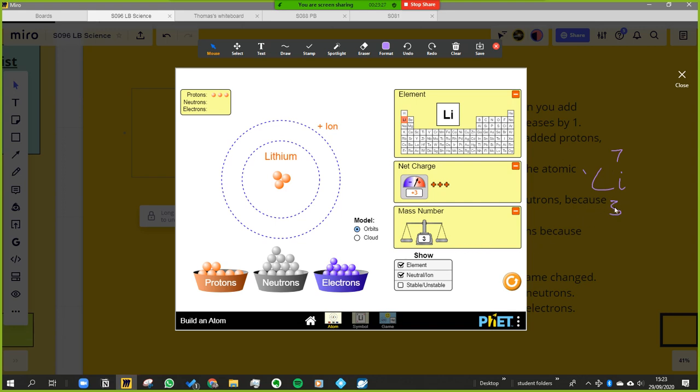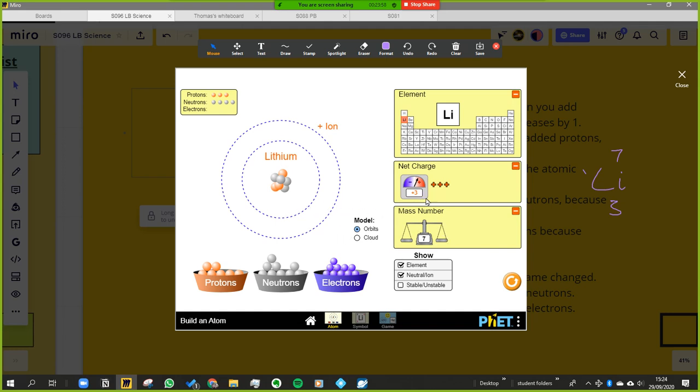But I can't add more protons to increase the mass number because if I did, then the name changes. So I can't do that. So I have to add something else. If I add a neutron, the mass number goes up. So that's fine. I keep adding neutrons until the mass number is 7. It's lithium. So we've got the right mass number, we've got the right name, and the atomic number isn't shown, but lithium has an atomic number of 3.